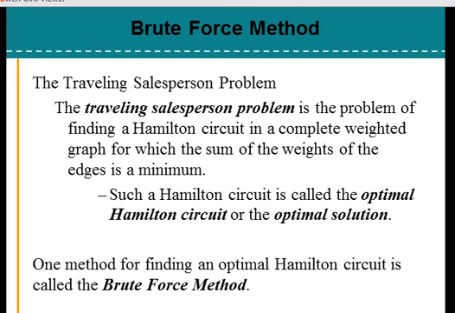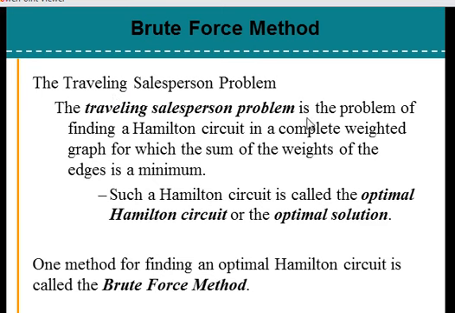For the brute force method, you have to do all the possibilities. You have to write down all the possibilities, and then you have to add the weights together for all the different possibilities. And then you pick the possibility that would give you the minimum amount of whatever you're talking about. If you're talking about money or cost, it would be the one that would give you the minimum amount of cost. As indicated here, the traveling salesman problem.